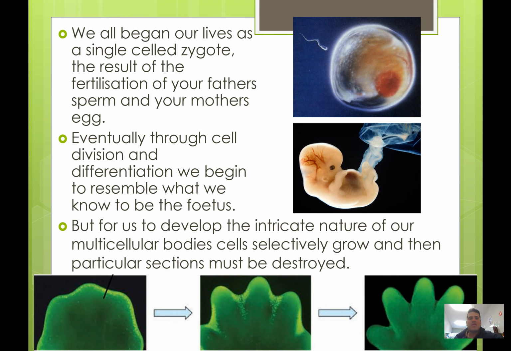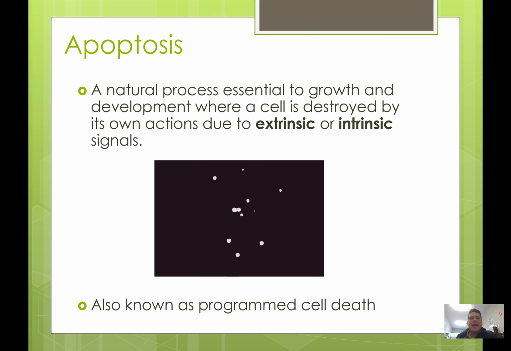But this little blob of human can't actually just develop into what looks like us. To develop intricate features like our fingers, our body needs to selectively grow in specific areas, for example the hand, but then it also needs to destroy specific areas. For example, here we can see that we start off having webbed-like hands, but eventually the cells in the middle of this area die. And this is a programmed death. How they die is through this process called apoptosis.